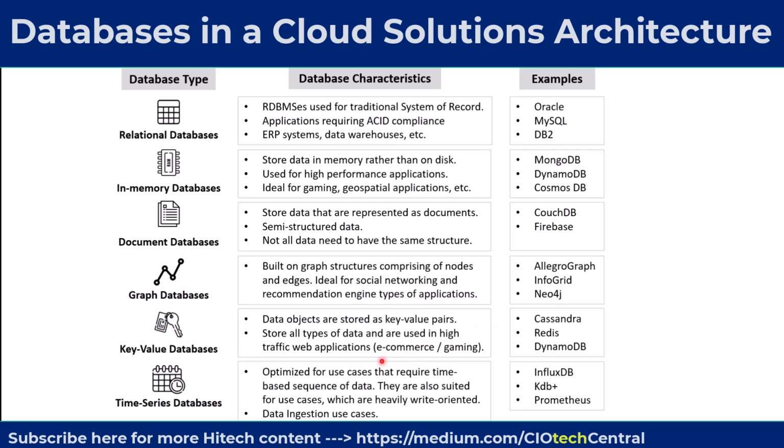Finally, time series databases are optimized for use cases that require time-based sequence of data. As they capture a lot of data, they are optimized for write operations. For example, that happens with data ingestion use cases. Examples of these databases are InfluxDB, KDB+, and Prometheus. Although these are some of the database types and technologies available in the market, we can say that most of the cloud-based solutions end up using one of these types of databases.